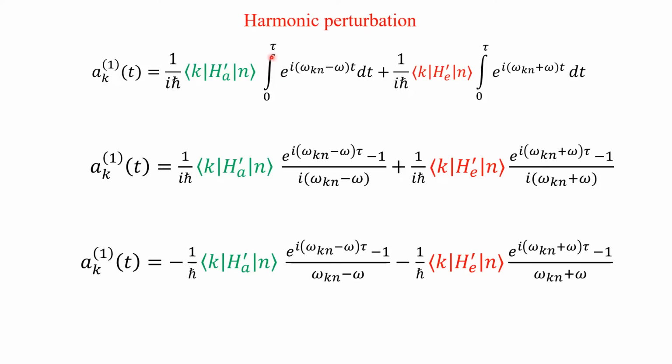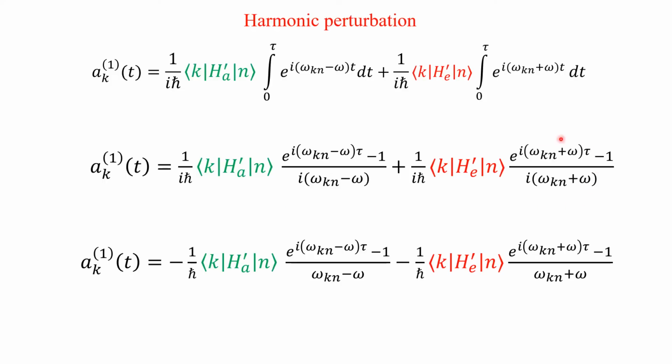If you integrate the first term, you will get e power I omega kn minus omega t divided by I omega kn minus omega. If you substitute the limits 0 and tau, the upper limit is tau. So the first term in the numerator will become, t is replaced by tau because it's the upper limit, and the lower limit is 0. So e power 0 is 1. That's what I have written. Of course, in the denominator, I omega kn minus omega will come. This is for the first term.